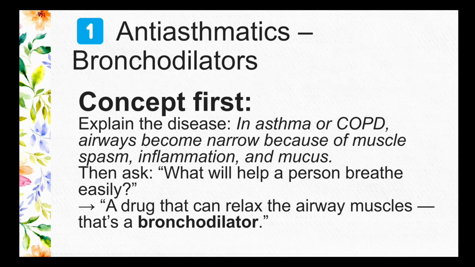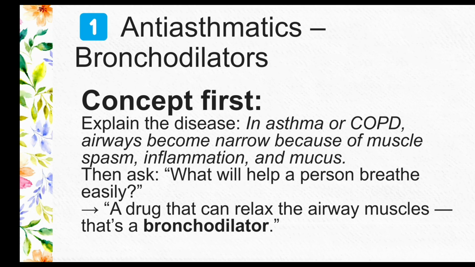The first classification is bronchodilators. It is also called anti-asthmatics. Now we'll discuss how it works in our body and why we need to use it. Okay, first we'll read the concept. Explain the disease. In asthma or COPD, the airway becomes narrow because of muscle spasm. What is muscle spasm? Spasm means the muscle will be constricted.